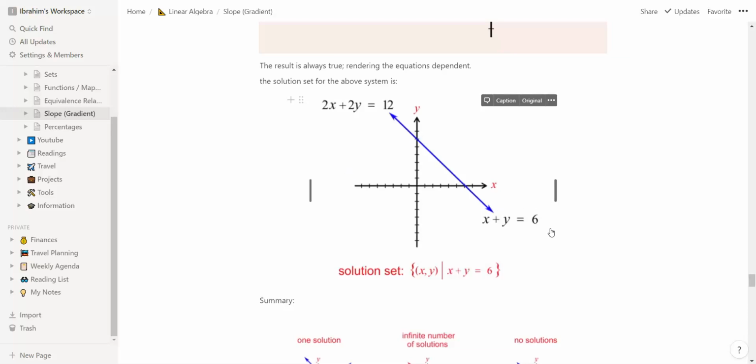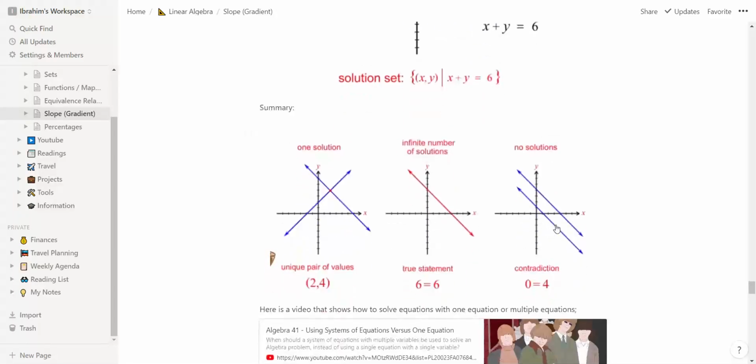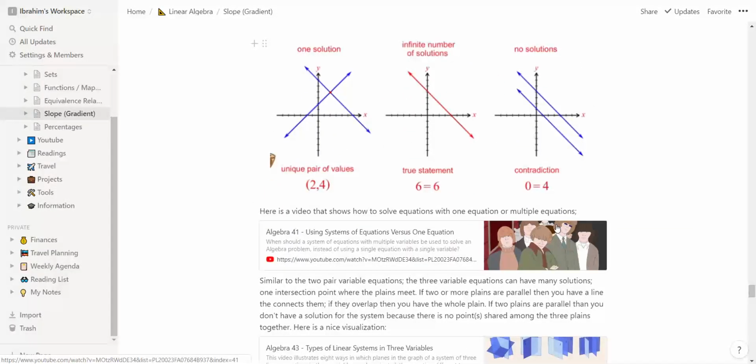So if you multiply by 2, so this is the summary. Unique pairs.